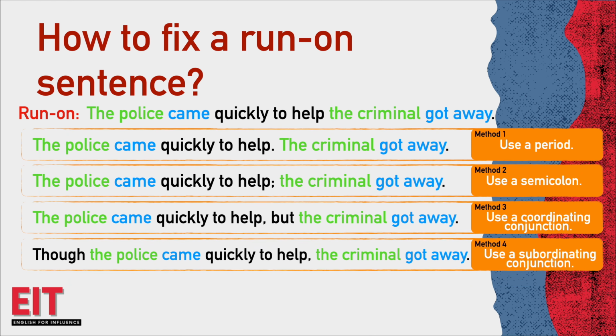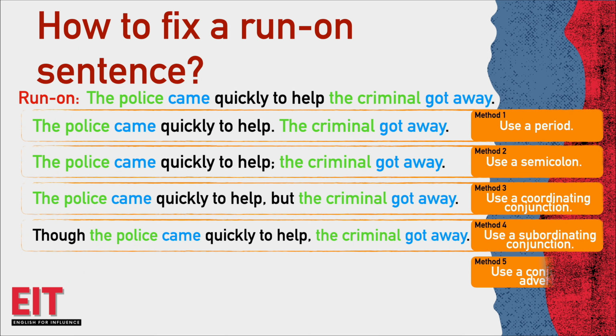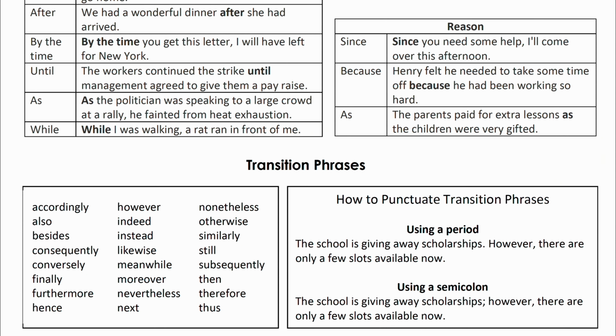The fifth and last option is to use a conjunctive adverb. What on earth is a conjunctive adverb? Well, you will know it when you see the examples. Basically, they are transition words that are neither coordinating nor subordinating conjunctions. That's the best way to put it.